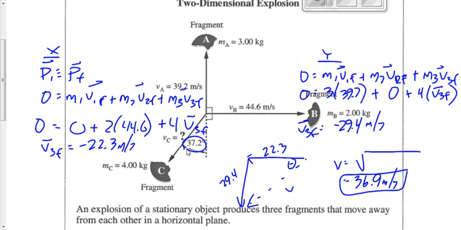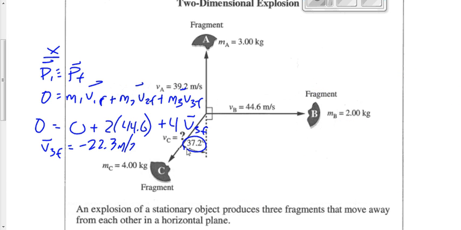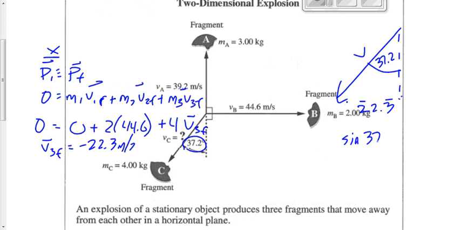Let's get rid of all of this for the y component. And then let's say the x component is 22.3. The angle is 37.2. Okay, we can find this speed just by using the sine function now. Sine 37.2 degrees is equal to 22.3 over v. So you can save yourself some time if you're given that, quote, unknown angle.